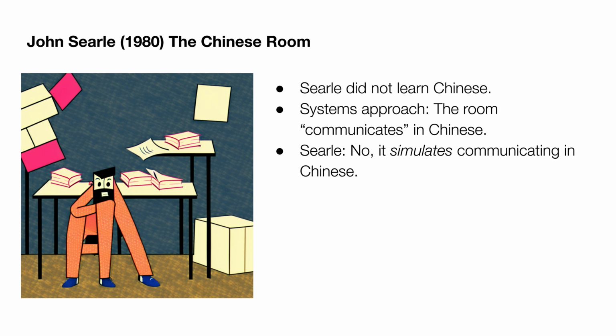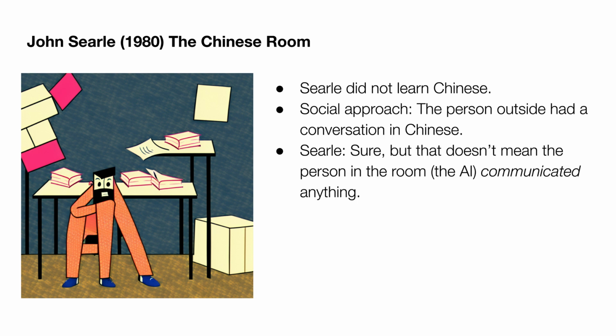Now, if we extend the definition of this system to the person making the request, we might say that this person is having an interaction. If the person outside the room can have a conversation with the system inside the room, then together they form a kind of understanding of Chinese. But this is very different than saying the room itself understands Chinese.